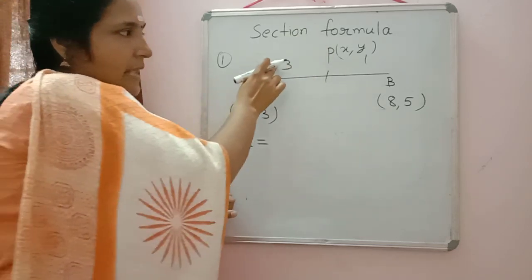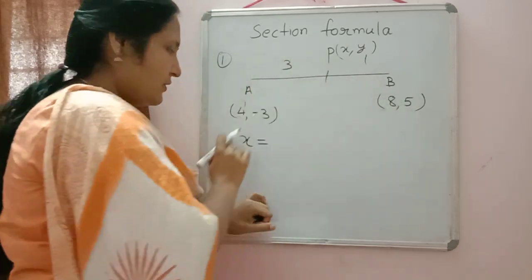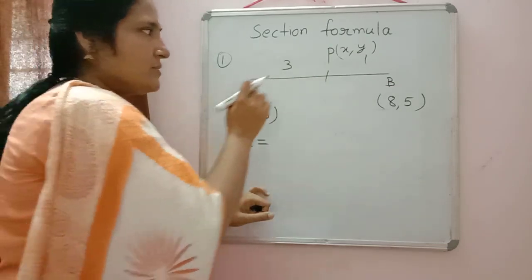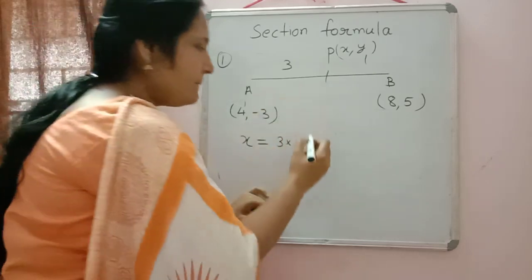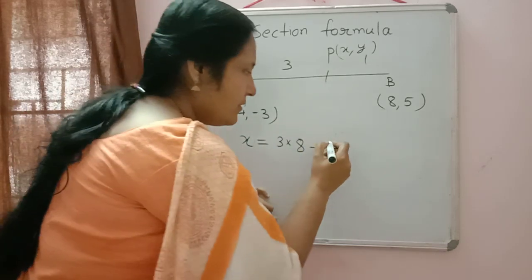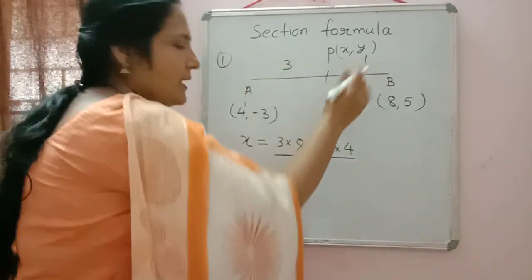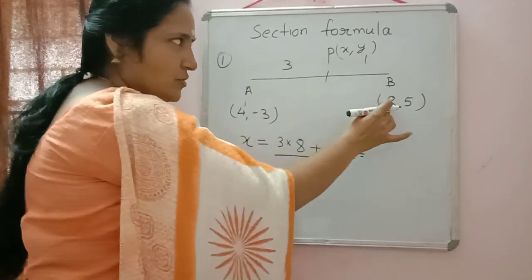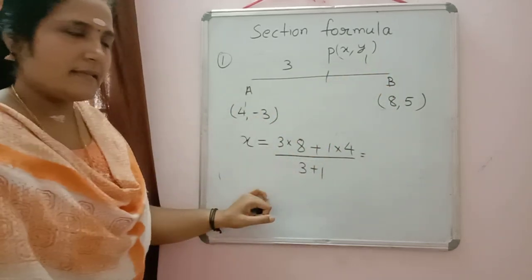First one was m1 multiplied by which one? The opposite x coordinate. When you are calculating the x coordinate, multiply it by the x coordinate only. So it will be equal to 3 into 8 plus 1 into 4, by 3 plus 1. That is, m1 x2 plus m2 x1 by m1 plus m2.